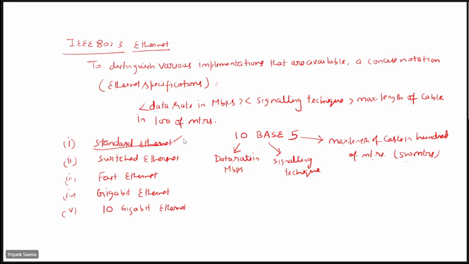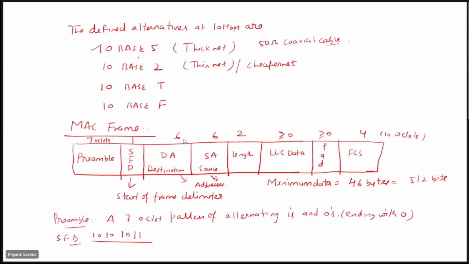So we have standard Ethernet, switched Ethernet, fast Ethernet, gigabit Ethernet, and 10 gigabit Ethernet. Okay. So initially we will talk about standard Ethernet. Okay, then we will see how the evolution of Ethernet happened from the standard Ethernet. So at 10 Mbps, it is also known as standard Ethernet.